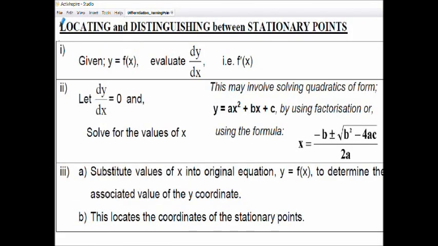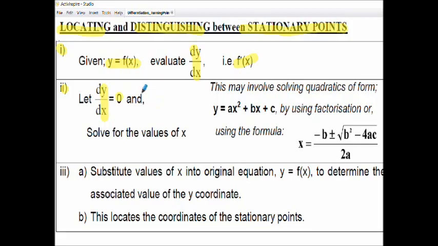Okay, we're going to look at a process here for locating and distinguishing between the stationary points of maximums, minimums and points of inflection. So the first step in this process, we're given y is some function of x. We are going to determine the first differential dy by dx, or f dash x. The second step, we're going to let the dy by dx equal 0, which is where turning points occur, and we're going to solve the resulting equation.